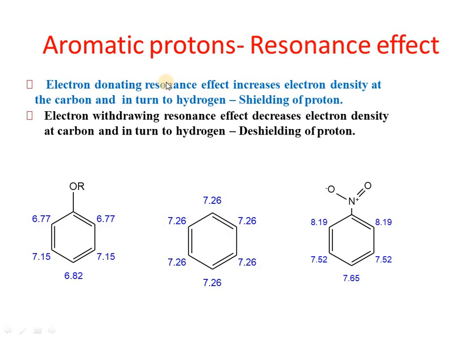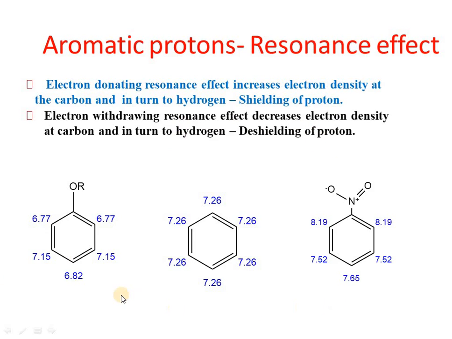Similarly, if we take aromatic protons, the electron donating resonance effect increases electron density at the carbon, and in turn hydrogens are shielded, as we already know, due to electron donating groups. But the electron withdrawing resonance effect decreases electron density at carbon and in turn at hydrogen, so deshielding of protons takes place.